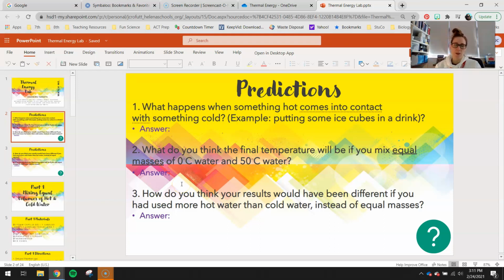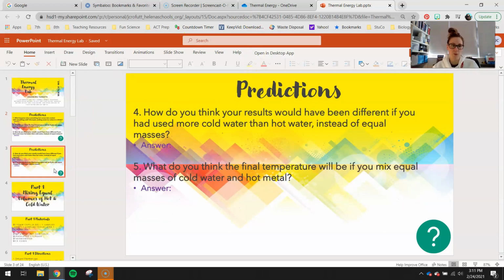Question 3 again refers to part 3 of the lab. How do you think your results would have been different if you had used more hot water than cold instead of equal masses? That's what you'll be testing out in part 3. So again, if you have 0 degrees Celsius water and 50 degrees Celsius water, but you have more of that 50 degrees Celsius water, what do you think is going to happen there? Okay, question 4 refers to part 3 of the lab. Same as question 3, however, you're looking at more cold water this time, so more of the 0 degrees Celsius water, less of the 50 degrees Celsius water.